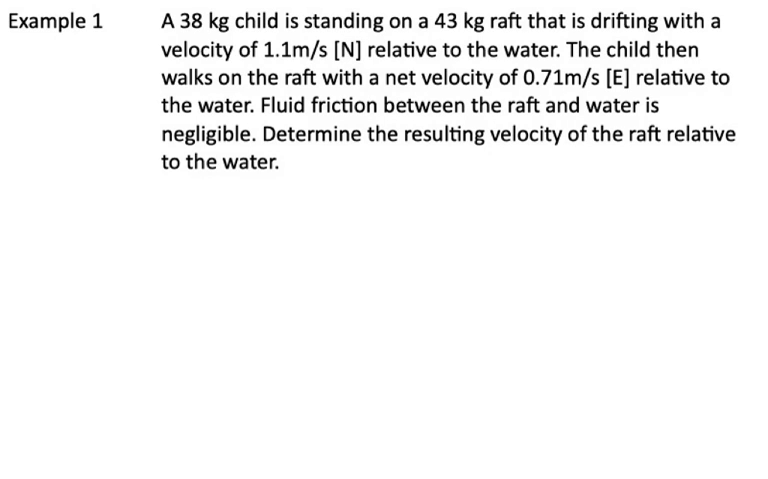So in this section, we'll be dealing with conservation of momentum in 2 dimensions. Everything up until now had just been 1 dimension, so now we're going to add a level of complexity to it that way. So what we have is a 38 kilogram child standing on a 43 kilogram raft. It's drifting with a velocity of 1.1 meters per second north relative to the water. Then the child starts moving at 0.71 meters per second east.